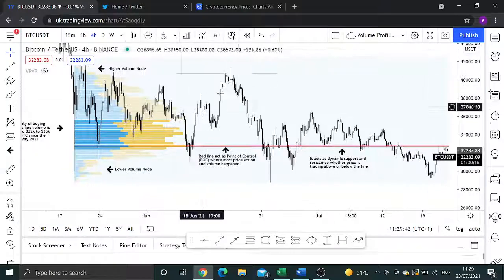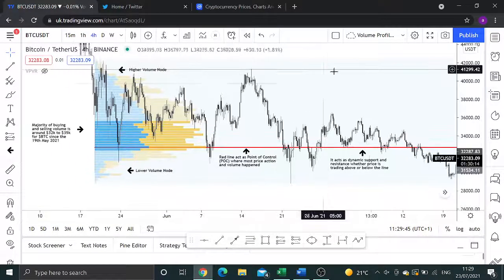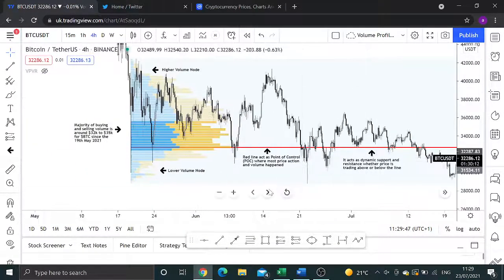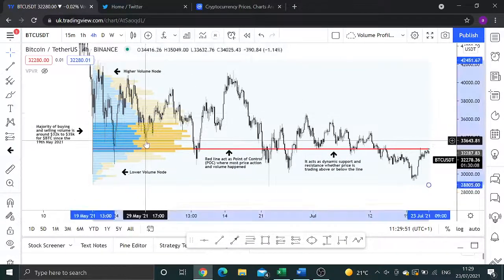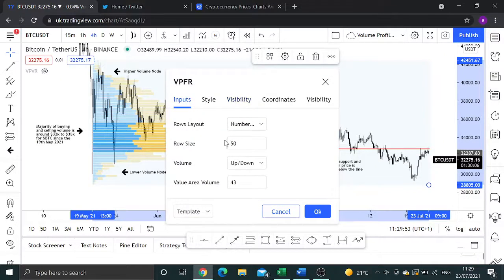I'm just going to adjust it now to make it easier to understand on the eye. Click into it here. On the normal row size, I think it's less, but for me, a 50 row size works best, and the volume area is 43.